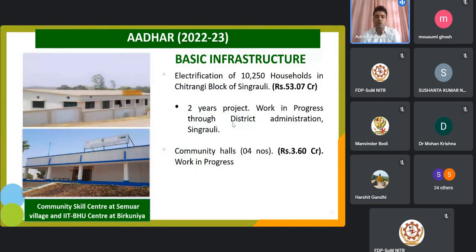Electrification of 2,250 households in Chitrangi block. That is also one important work for last year. It is a 2 year project. Its work is already going on.